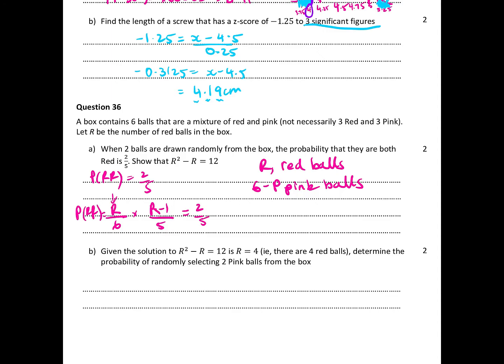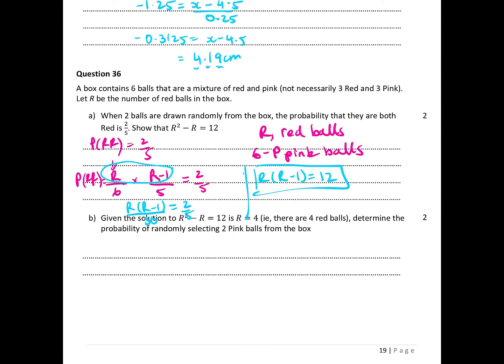So now I do a bit of algebra here, and we get, just focus on the numerator, R minus 1, over 30 is equal to 2/5. I'm going to bring that 30 up, so now I have R minus 1 is equal to 30 times 2/5, which is 12, which is what is asked of us.